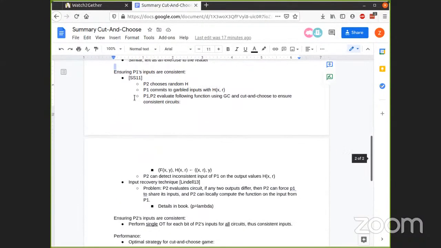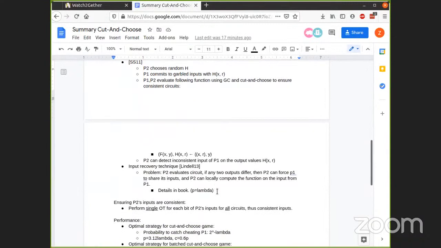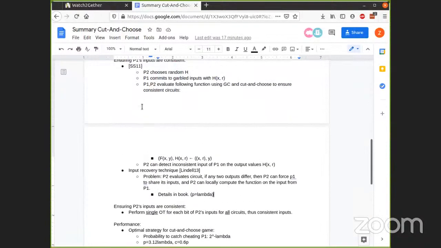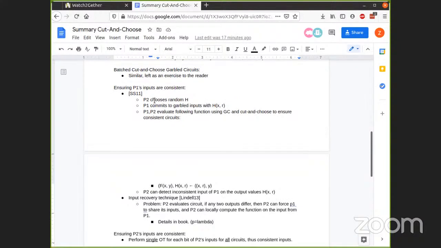Exactly. Yeah, sure. Input consistency is not super interesting. But what does it even mean, input consistency? Okay, so the cut and choose, as Lindell argued, the cut and choose protocol only ensures that the garbled circuit is correct, but you still don't know if P1's input is always the same every time you evaluate, and that P2's input is always the same when you evaluate.